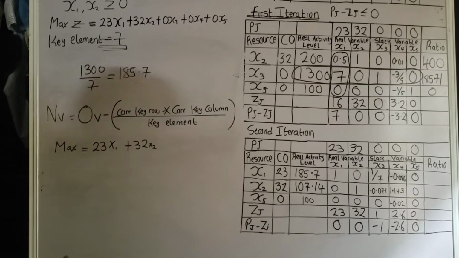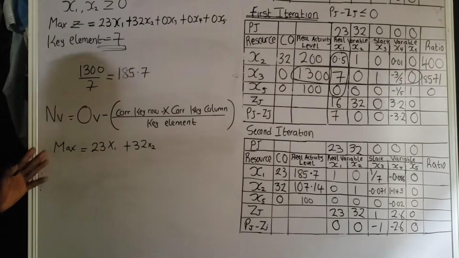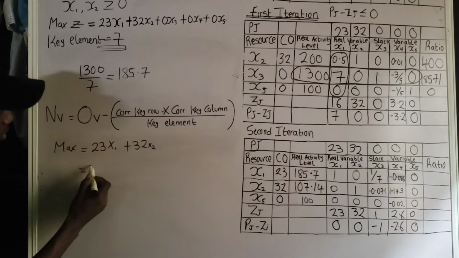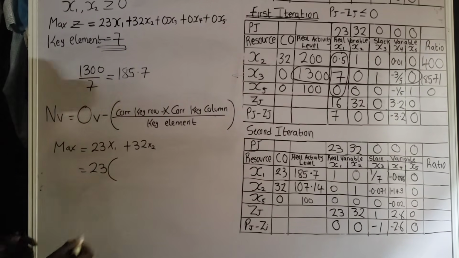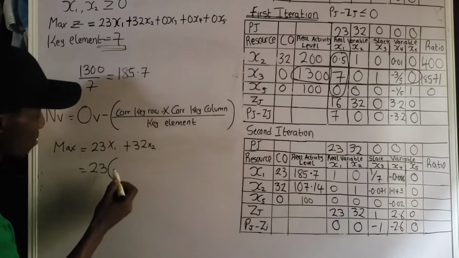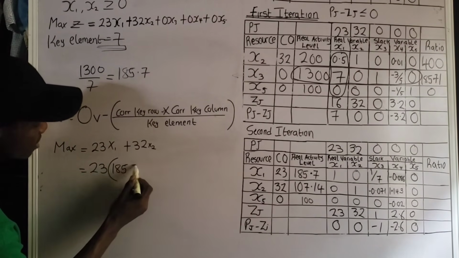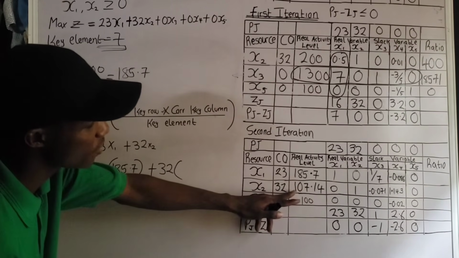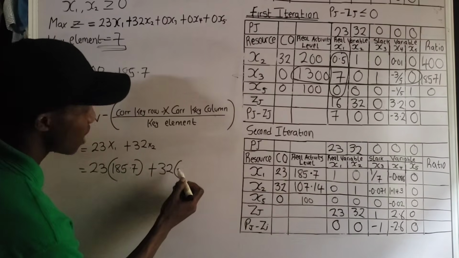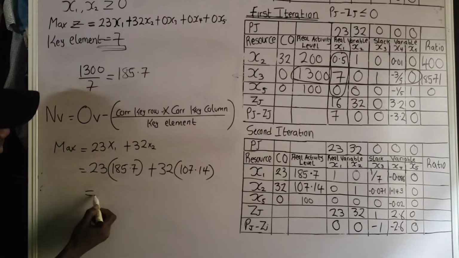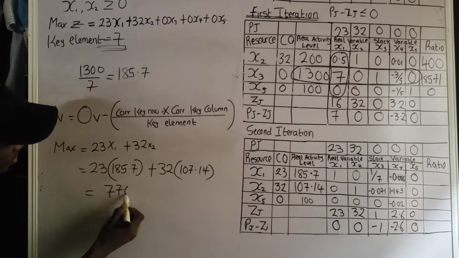So let us calculate the profit based on the objective function. Don't forget that the objective function is given by this expression. So I'm going to have 23 multiplied by x1. The real activity level of x1 is now 185.7. So I'm going to have 185.7 plus 32 into bracket the real activity level of x2, which is 107.14. So if you add this together, you are going to get 7,700.